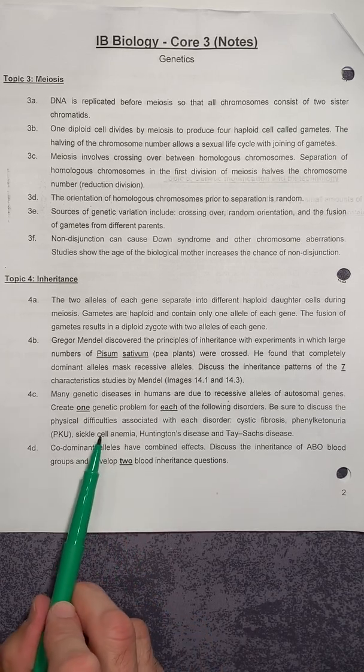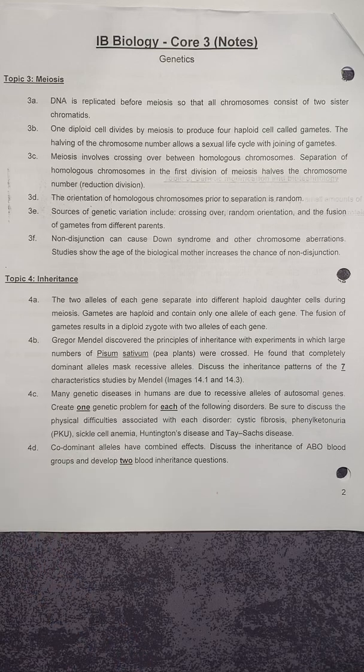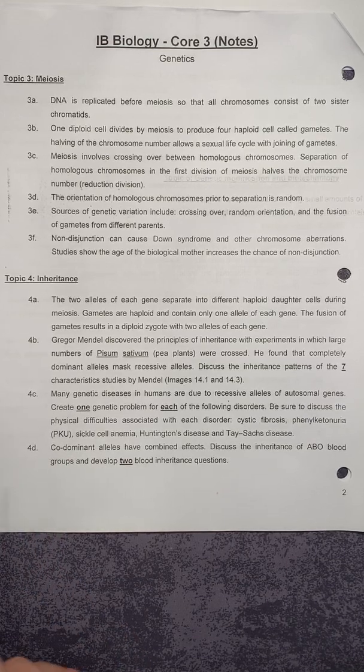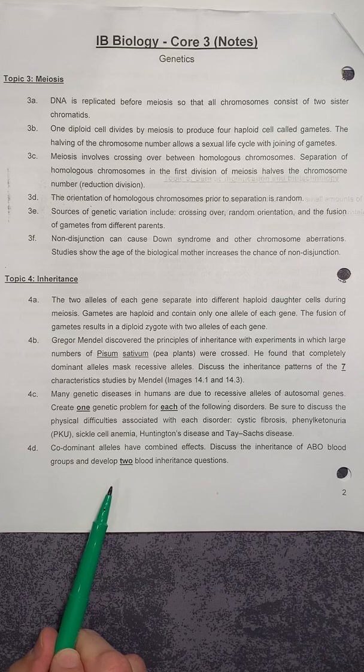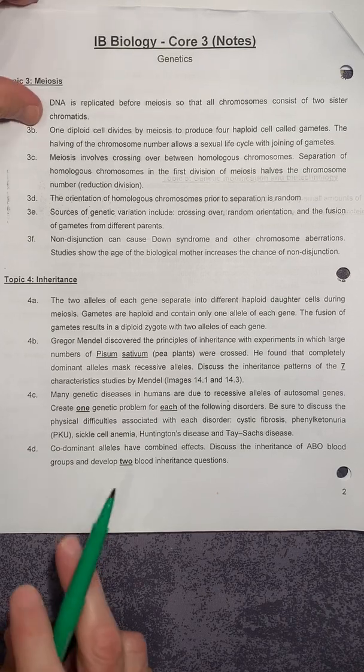So just like in question 4C, where you made up your own crosses, you're going to do the same thing here, where you're going to take a man and a woman and cross them, take a look at their offspring, and you're going to create 2 different questions. Whatever you choose for the blood types is totally up to you.